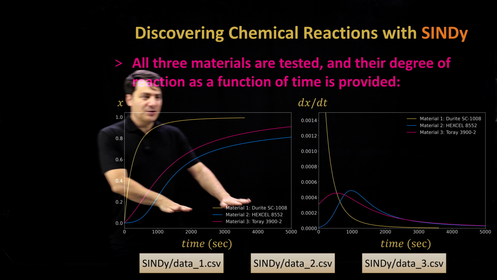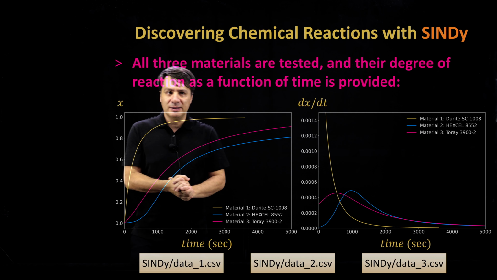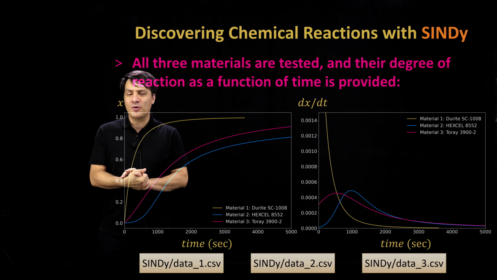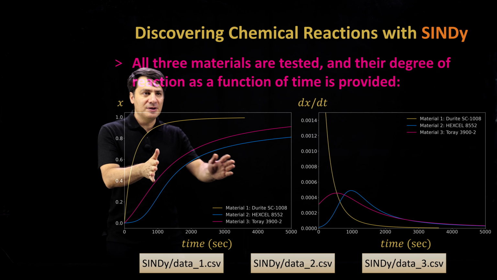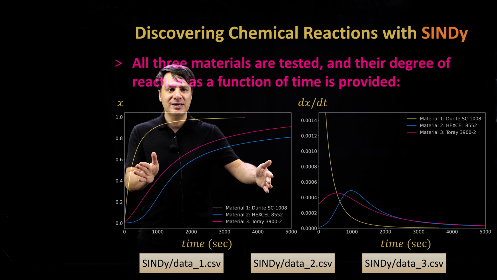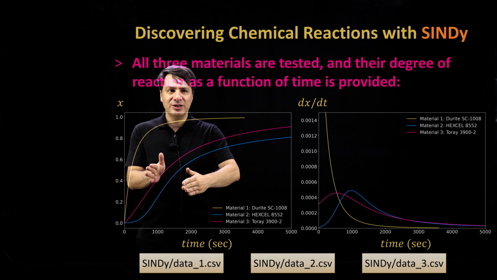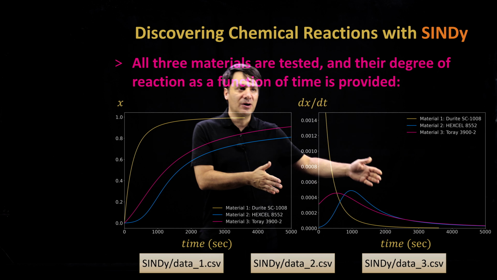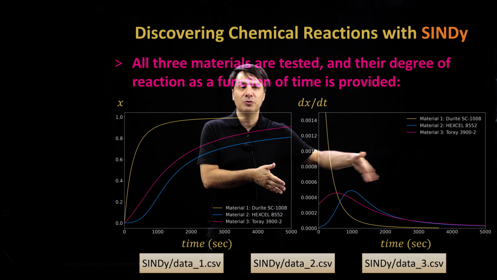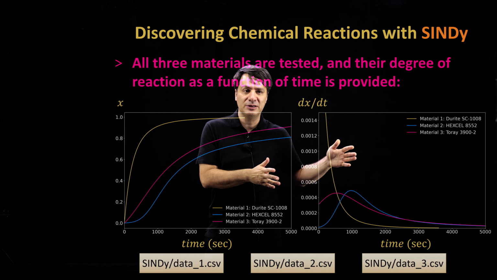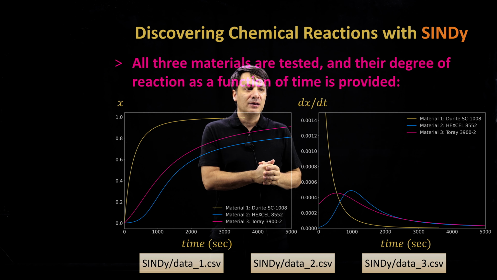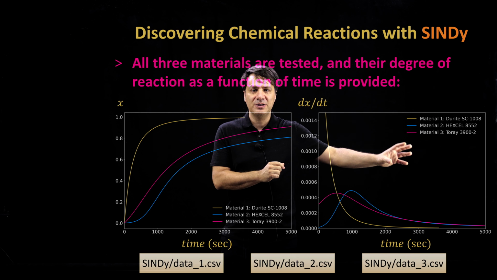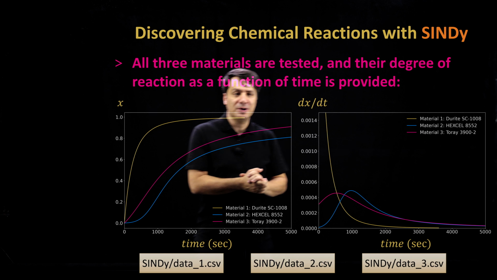So first of all, 3 CSV files are provided for you. Each of them is for the test data from one of these materials. If you put all of them together, you have this curve here, which is the degree of reaction changing from 0 to 1 as a function of time. And the other ones are the reaction rate, which is the derivative of the degree of reaction versus time. And again, the idea is to take this data, which is the derivative of degree of reaction, and fit a closed form equation to that.